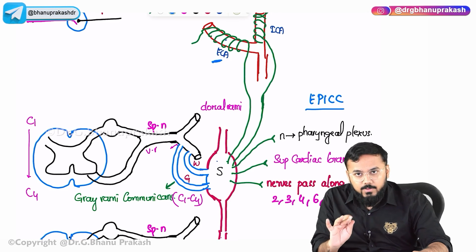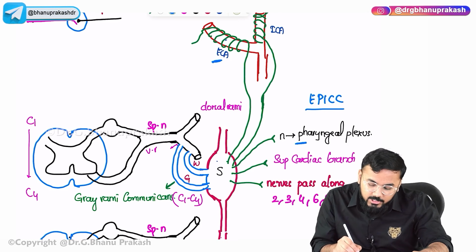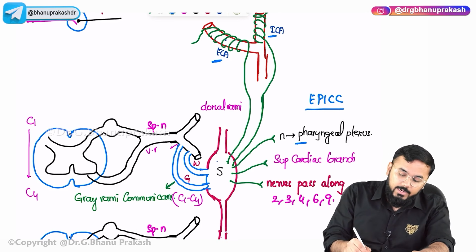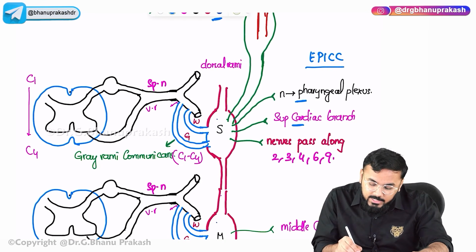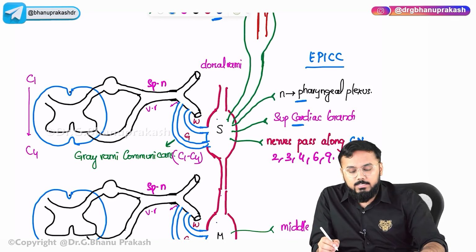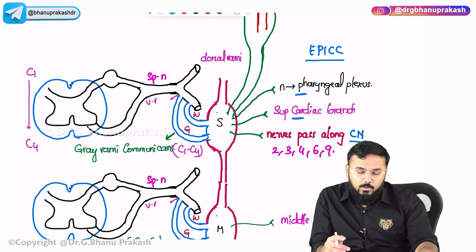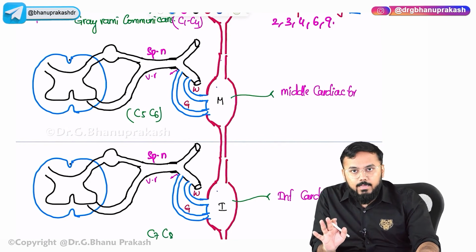E stands for external carotid artery. P stands for pharyngeal plexus. I stands for internal carotid artery. There are two C's: C stands for cardiac branch and C stands for cranial nerves number 2, 3, 4, 6 and 9. EPIC. Next, middle cardiac, that is done.